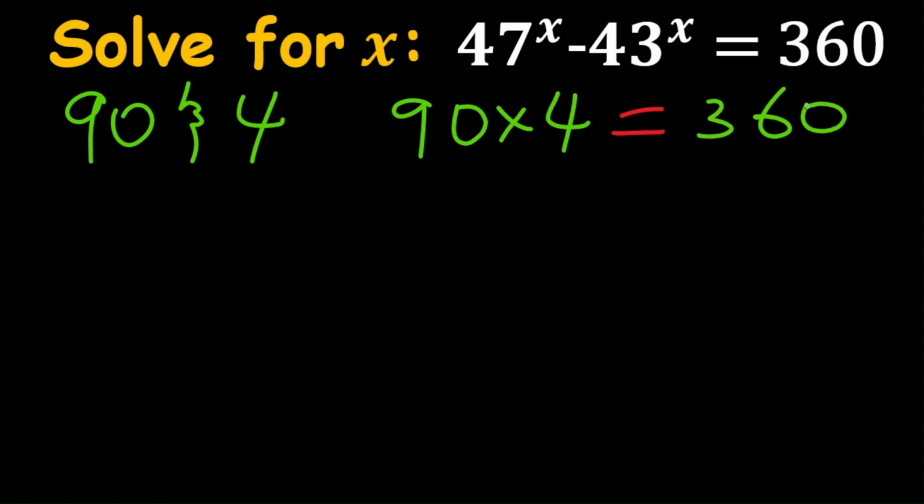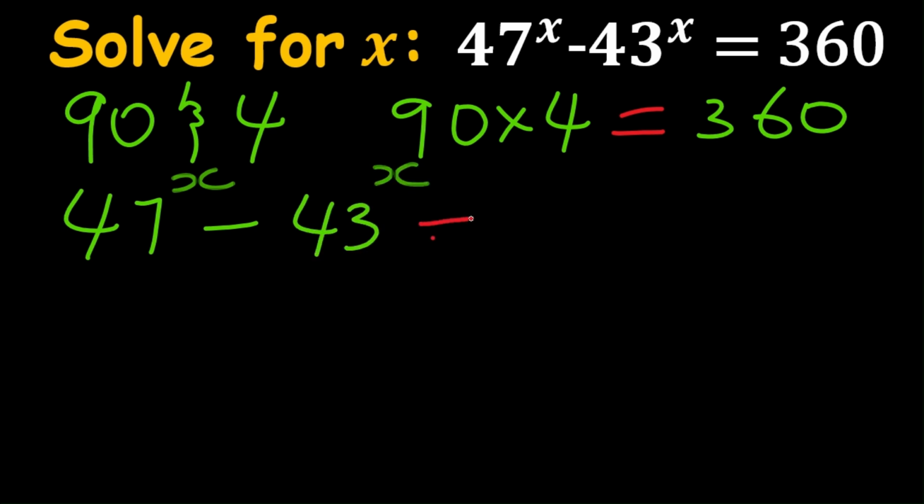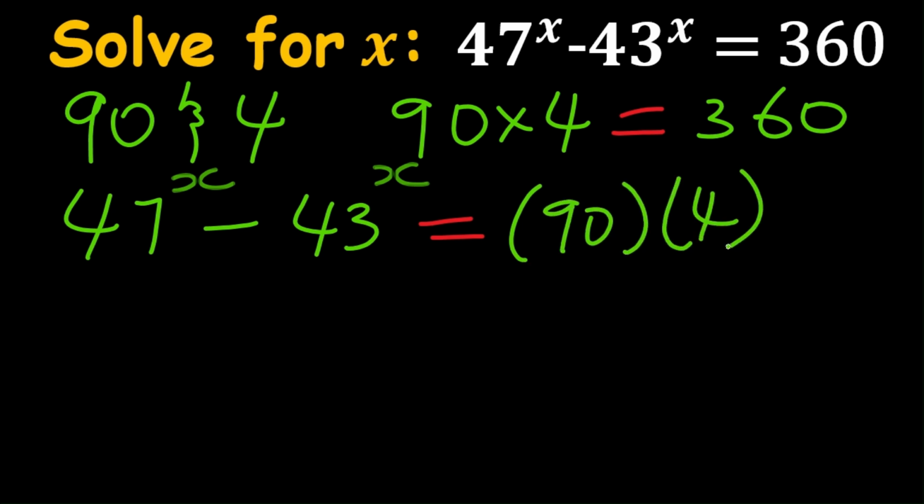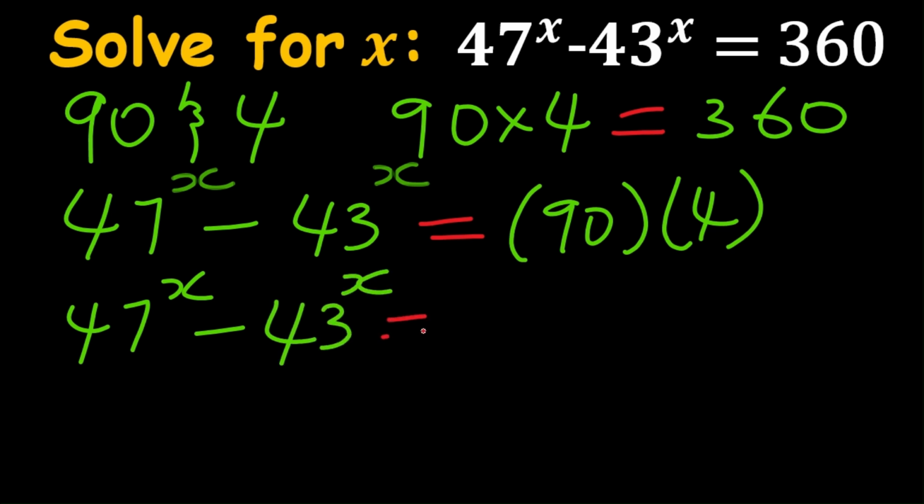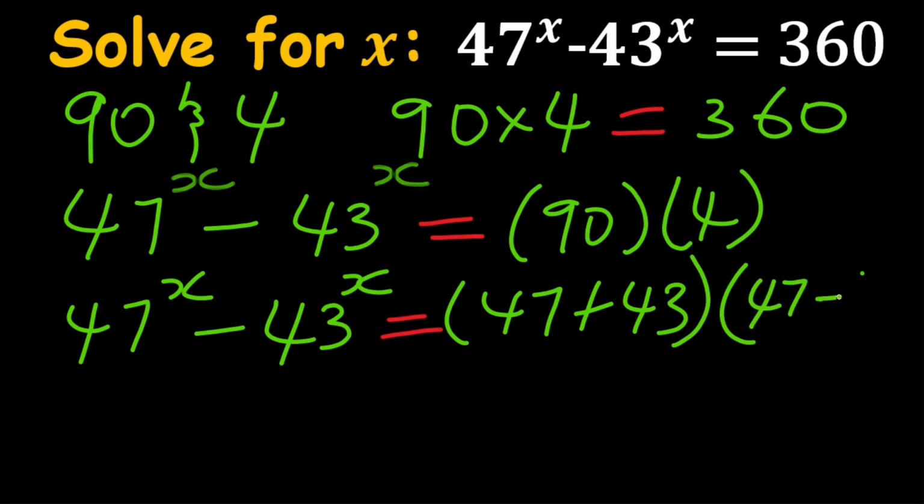Let's rewrite the equation as 47 to the power of x minus 43 to the power of x is equal to 90 times 4. Now let's simplify further. 47 to the power of x minus 43 to the power of x is equal to 47 plus 43 times 47 minus 43.